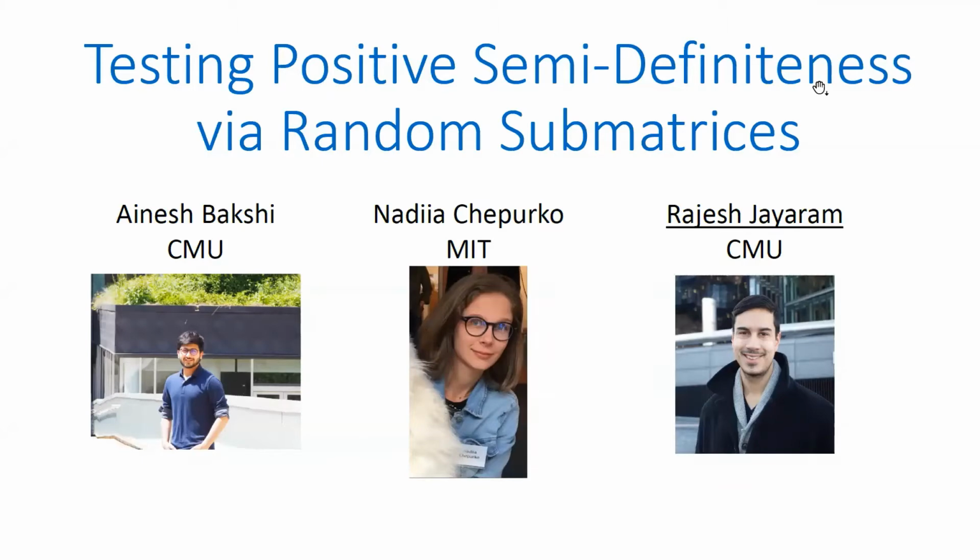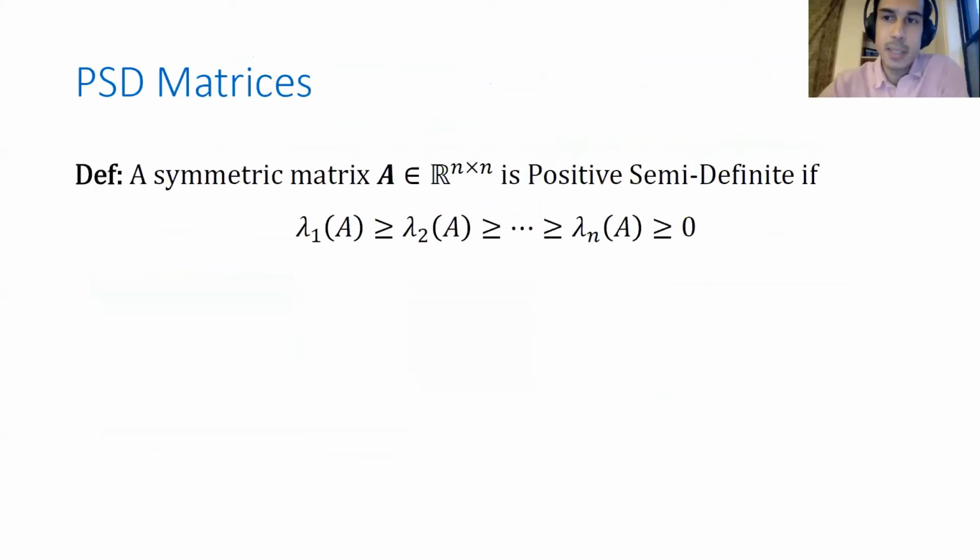Okay, so let's begin with the definition of a PSD matrix. An n by n real-valued matrix A is said to be positive semi-definite if it is symmetric and if all of its eigenvalues are non-negative. Specifically, given an n by n real symmetric matrix, all of its eigenvalues are also real. So we can order its eigenvalues, lambda 1 of A, lambda 2 of A, and so on down to lambda n of A. And A being PSD is equivalent to all of its eigenvalues being non-negative. Okay, so that was the definition.